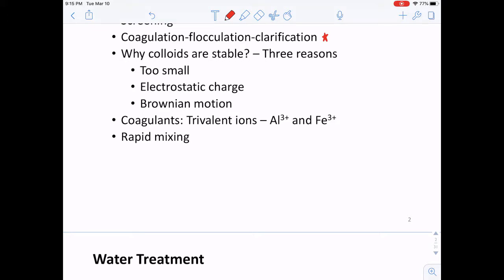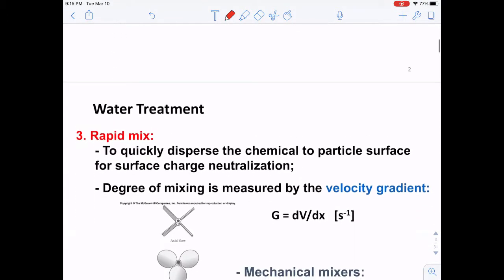And the method we use is to introduce coagulants into the water so that we can form larger particles, and we call them flocks. Specifically, we use these trivalent ions, which include aluminum or ferric ions, right? After these coagulants are introduced into the water, we need to go through a rapid mixing so that the coagulants can disperse well in the water, and then they can start to neutralize the charge that's acting on these particles so that they can form larger flocks.